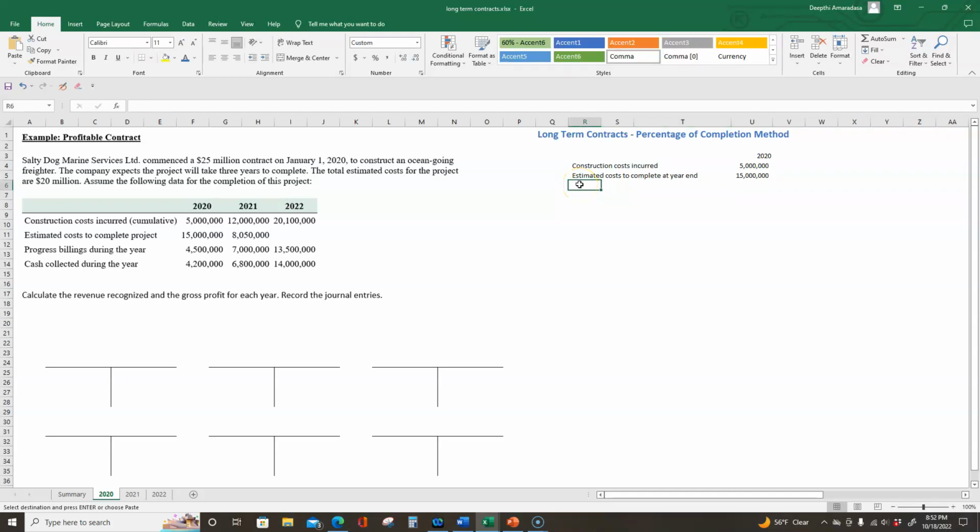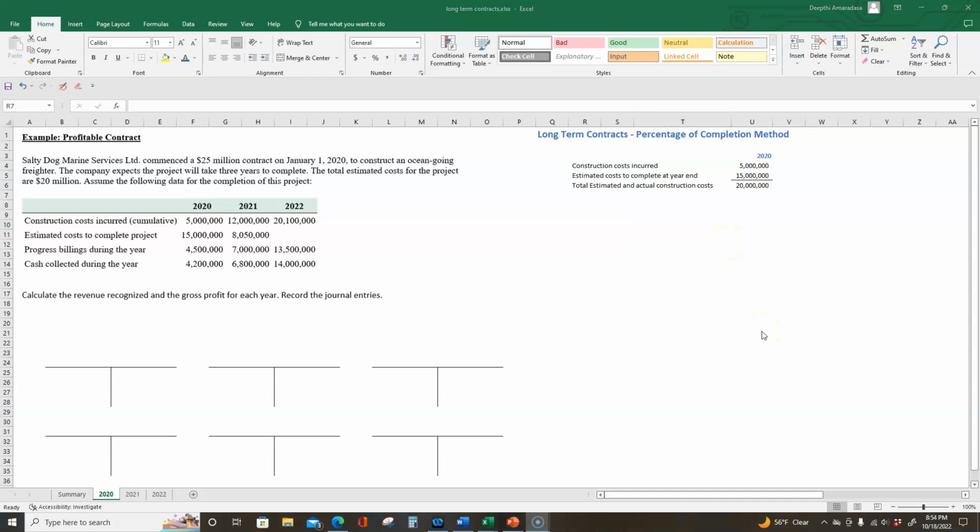The next thing I want to find out is the total estimated and actual construction cost, which is the total of these two numbers. Let me do a little bit of formatting. So it's a total here, and we're going to add the 5 million plus the 15 million. That is the total estimated and actual construction cost for 2020. That gives you 20 million. Let me make sure that this is not confused as a number. That's just a heading for the year. So now we've got the total estimated and actual construction costs at the end of 2020 to be 20 million.